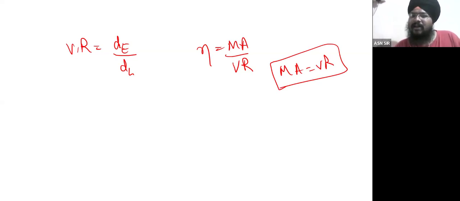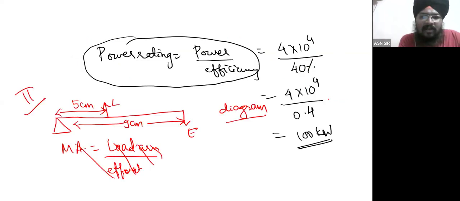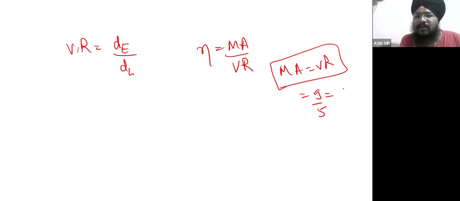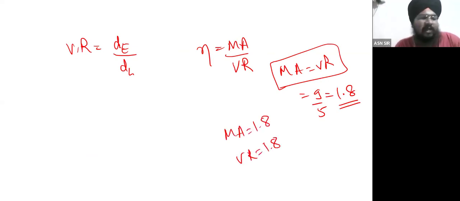So mechanical advantage will be equal to velocity ratio, that will be equal to 9 by 5. The arms are given to you, 9 centimeter and 5 centimeter. So 9 by 5 is 1.8, if I'm not wrong. So mechanical advantage is also 1.8, and velocity ratio is also 1.8. Both will be equal because efficiency is 100%.